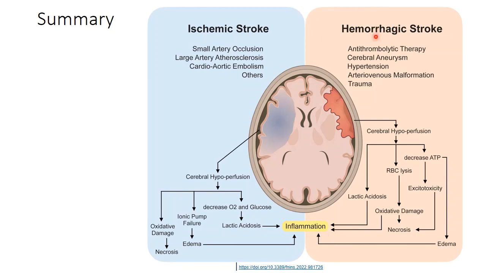And today what we've discussed, that is the hemorrhagic stroke, which has different etiologies like the antithrombolytic therapies, cerebral aneurysms, hypertension, arteriovenous malformations, or it may be due to head trauma, all of which result in a cerebral hypoperfusion, which may either result in a lactic acidosis or RBC lysis and an oxidative damage, all resulting in a cerebral edema, a decreased ATP, resulting in necrosis and subsequent inflammation.